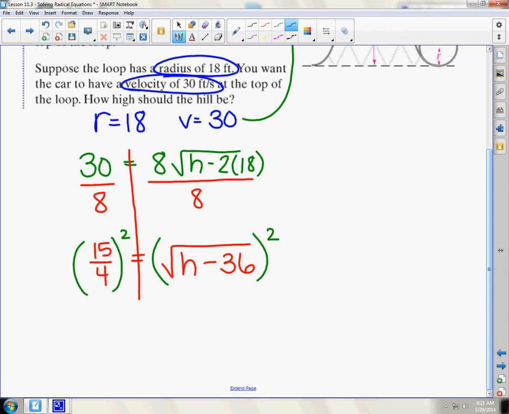So I need to grab a calculator. Okay, so 15 divided by 4, and that's 3.75, and then I'm going to square that. So I get 14.0625 equals h minus 36. And then I add 36 to both sides.